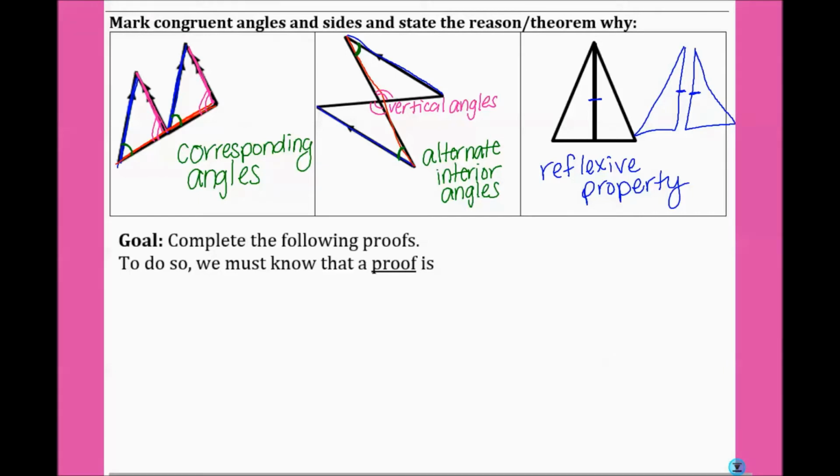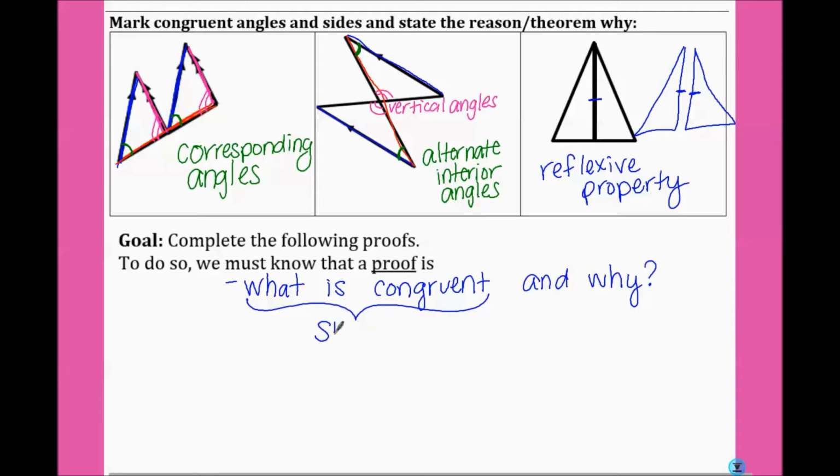Now, today's goal is to complete the proofs. So what exactly is a proof? For us, in this unit, a proof is what is congruent and why. As far as the setup for our proofs go, the what is congruent part are statements, and our whys, or how we know that they're congruent, are the reasons.